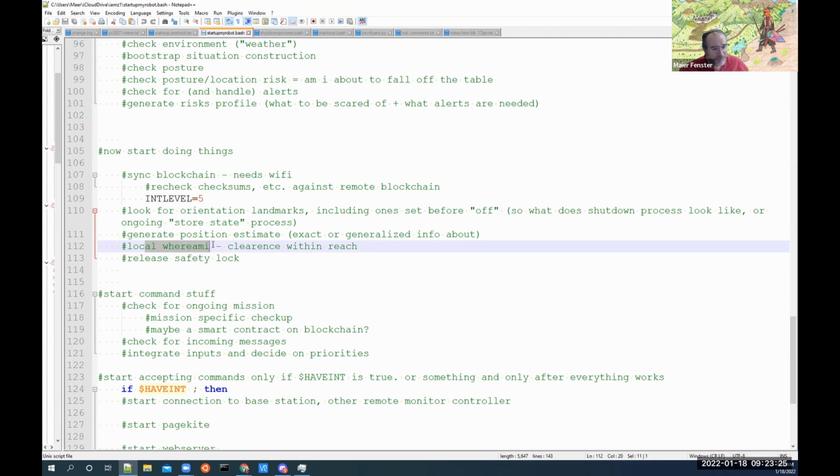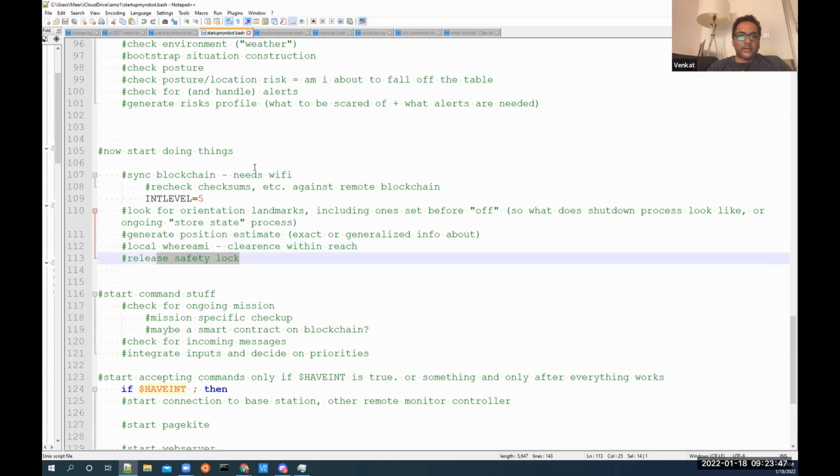Okay, rovers act on the environment. I make sure that my immediate environment is safe from the rover. Eric likes talking about the rover robot that wakes up and throws its arm out and hits you in the face. Okay, so we don't want it to do that. Now that we've done all of this, we can release the safety lock.